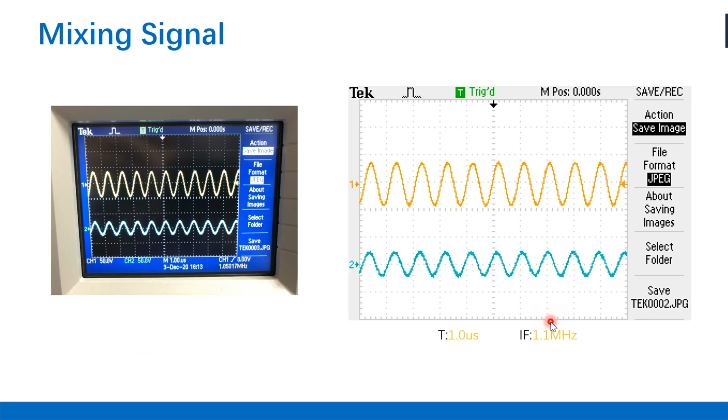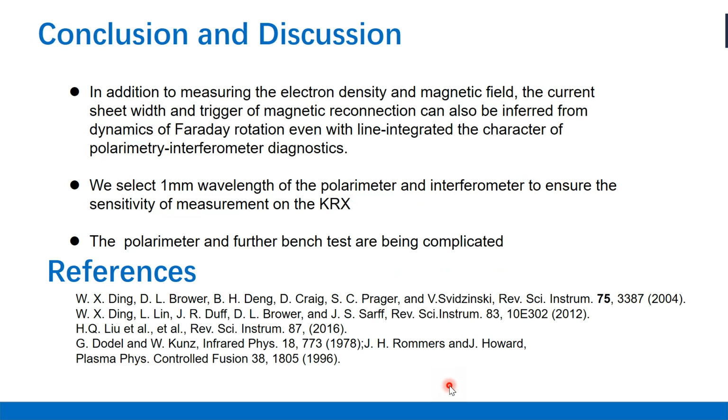These two pictures show the mixing signal. The yellow line represents the probe beam mixing signal. The blue line represents the reference mixing signal, and the IF frequency is 1.1 MHz and the pulse rate is 1 microsecond. Here are the conclusion and the discussion.